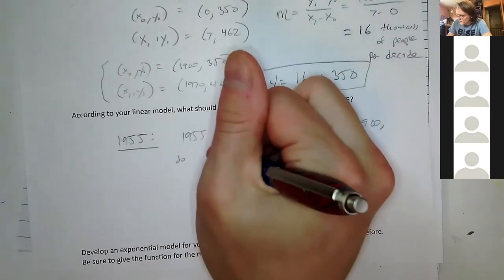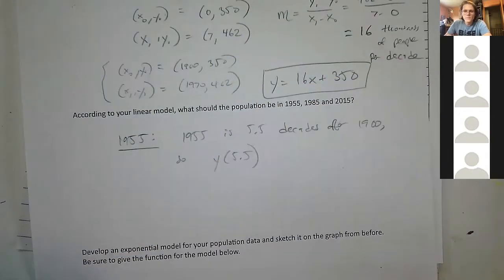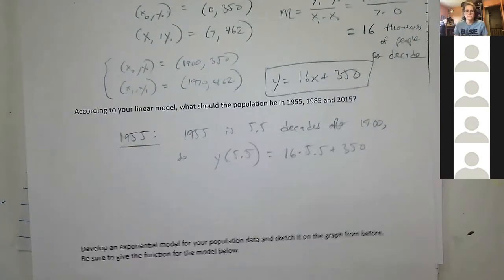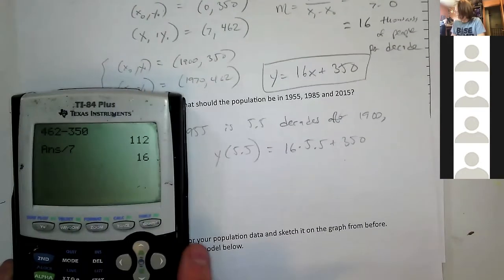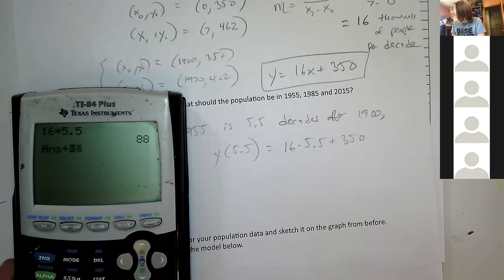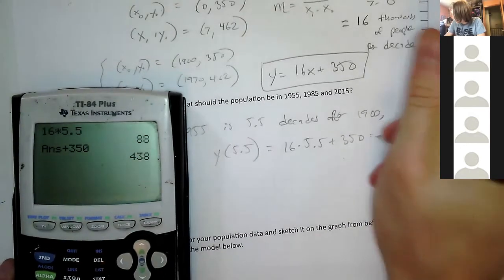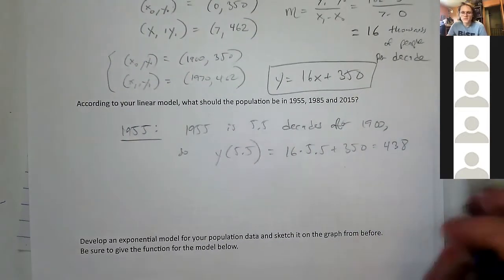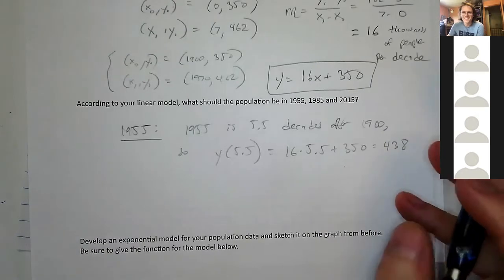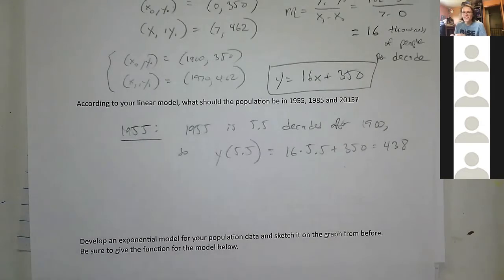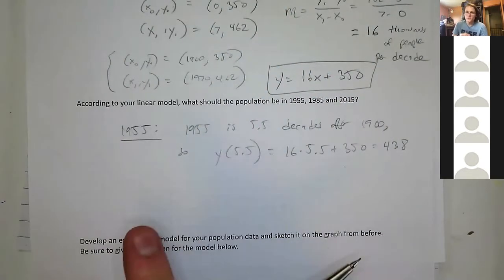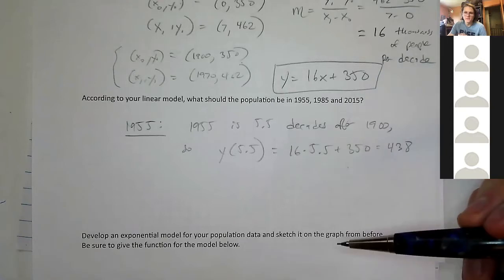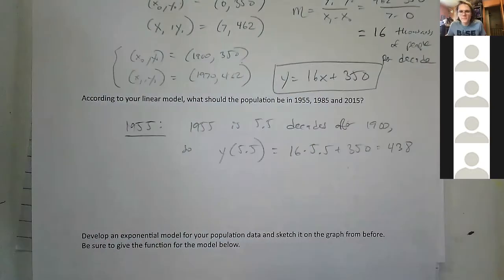So you do y of 5.5. And so I get 16 times 5.5 plus 350. Right? And so you go to your calculator and you could just compute that. So 16 times 5.5 plus 350. So I get about 348. Is that okay? Is everyone alive? All right. Again, though, if you set up your line differently, you would plug in a different number. So if I set it up like this, I would literally just plug in 1955 into my x, and that would give me my answer, right? So whatever way you set it up, just make sure you're plugging in correctly.